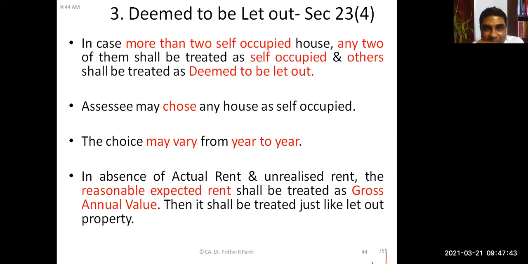That is the treatment. You can summarize: a deemed to be let out house shall be treated as a let out house only. But the only difference is that there is no actual rent. There is no vacancy allowance. There is no unrealized rent. These concepts are not there. Otherwise, this shall be treated as a deemed to be let out house, that means similar to a let out house. Okay.